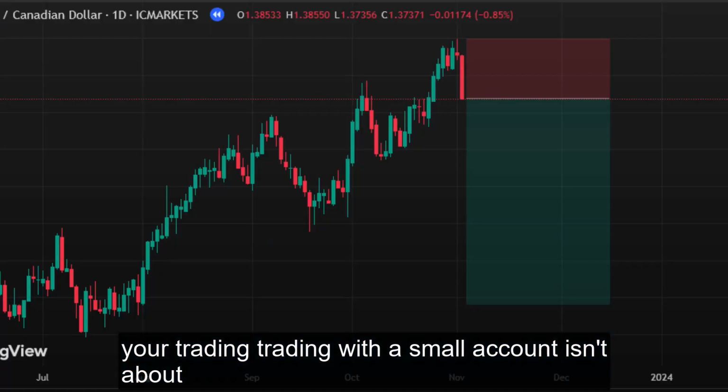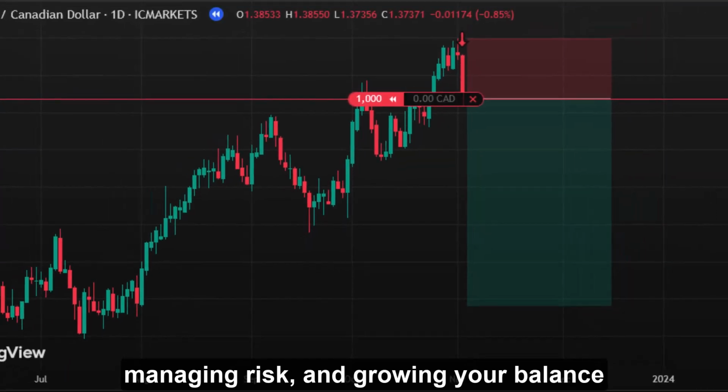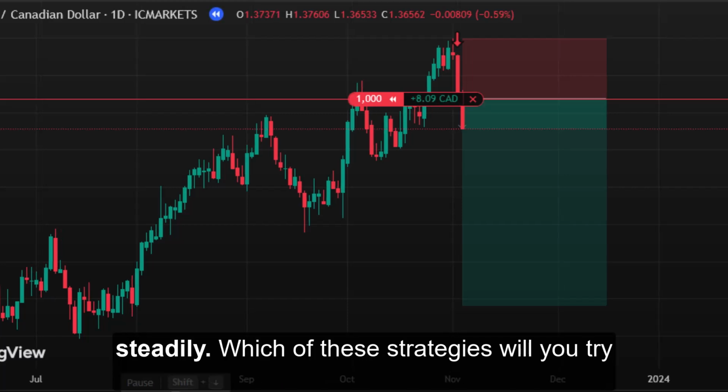Trading with a small account isn't about making quick, risky bets. It's about trading smart, managing risk, and growing your balance steadily.